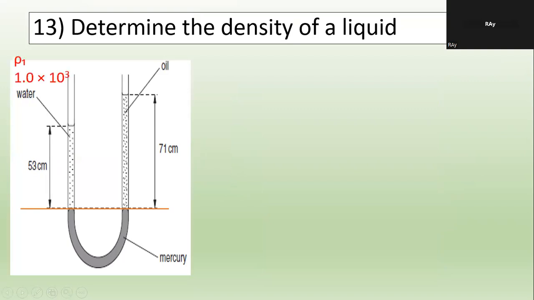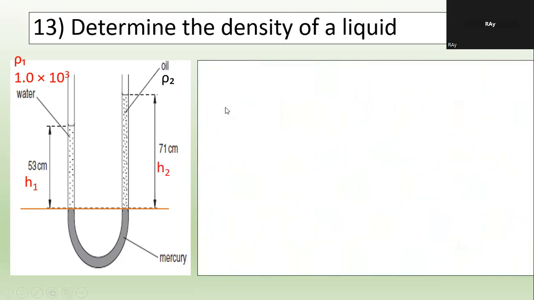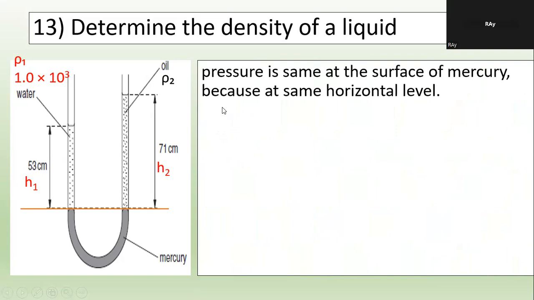Or we can think of it as like weighing on a scale balance. Determine density of liquid. Density of water is given. Height is given, H1. Density of oil is rho 2, height H2. So we want to find density of oil. Pressure at the same surface of mercury. We take that line there. Same pressure on the mercury level. So we use H rho G is the same for both sides.